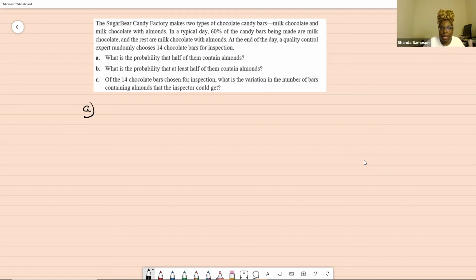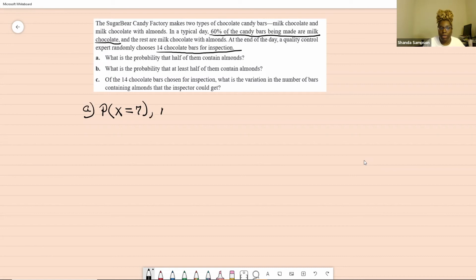The Sugar Bear Candy Factory makes two types of chocolate candy bars, milk chocolate and milk chocolate with almond. On a typical day, 60% of the candy bars being made are milk chocolate and the rest are milk chocolate with almonds. At the end of the day, a quality control expert randomly chooses 14 chocolate bars for inspection. Question A: what is the probability that half of them contain almonds? Half of 14 is 7, so that's an equal to, which is good.